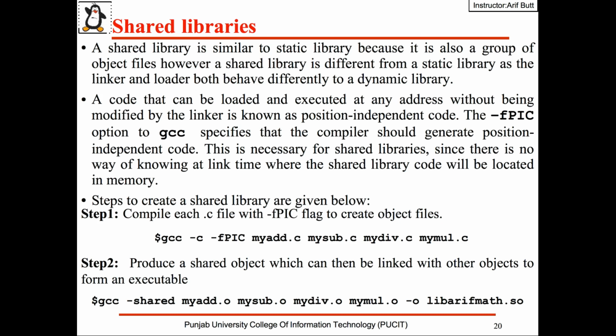So if you want to create a dynamic library or shared object, step one is to create .o files using the -fpic option to GCC. Well, this -fpic option to GCC tells the compiler to generate position-independent code. And position-independent code is code that can be loaded and executed at any address without being modified by the linker. And in step 2, you use the -shared option with GCC and create the shared object file.